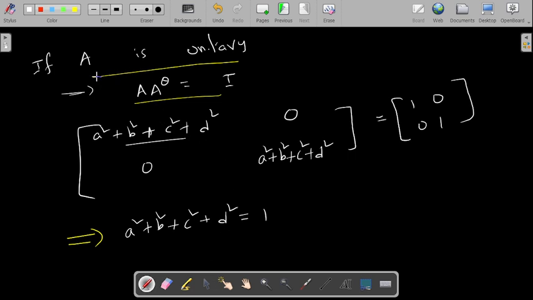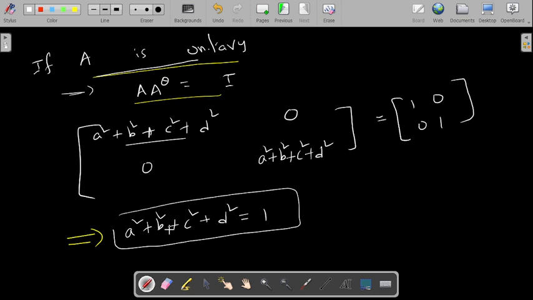That means A is unitary implies A square plus B square plus C square plus D square equals 1. And if A square plus B square plus C square plus D square equals 1, which implies A is unitary. So it is an if and only if condition. Okay.